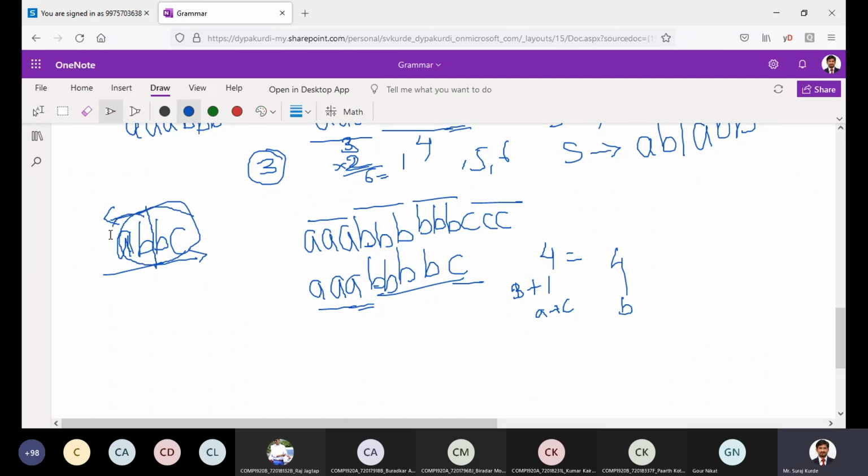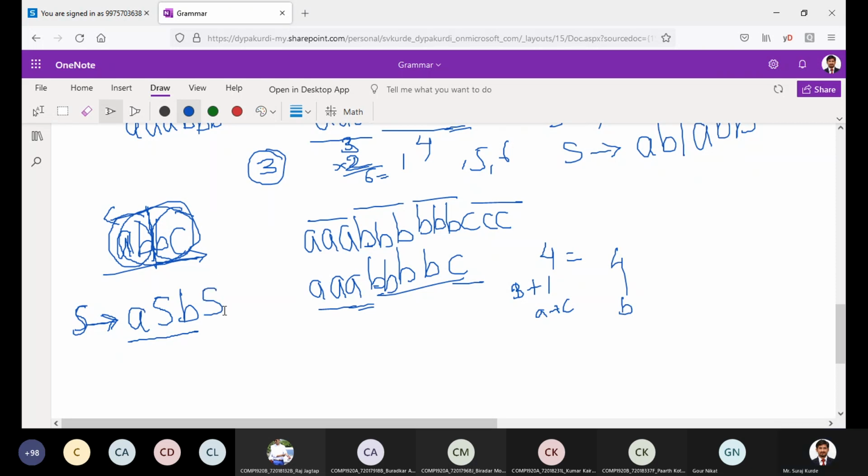For this, consider left part AB and consider right part BC. What will be the grammar? For each A, there is a B. I can repeat this part any number of times. This is the first part of the string, AB. It is followed by the second part. Now what is the second part? BC. I don't know how many times B and C will be there.